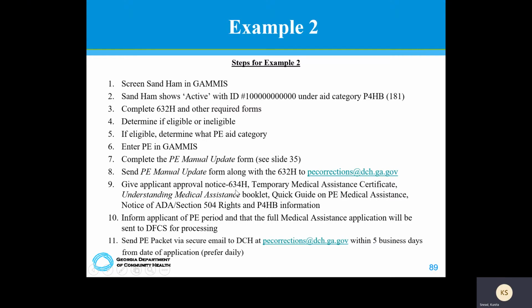In this situation, you're going to be providing her with the notice of action, the 634H, the temporary certificate, the understanding medical assistance booklet, the quick guide, the notice of ADA, and the P4HB information. Inform her of her PE period time and that her full application will be sent to DFAX for processing, and that you send your PE packet to DCH within 5 business days. So that is your step-by-step process for this particular example.